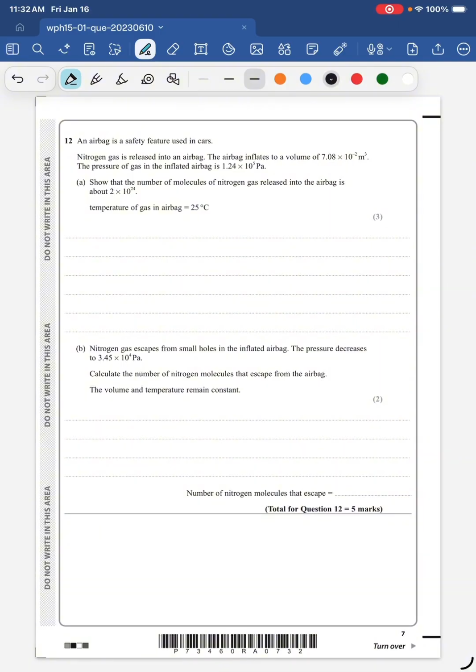Okay, so this is a simple application of the ideal gas law. So PV is NkT. And we are interested in the number of molecules. So N is P times V, pressure times volume, over kT. And we need to plug in all these numbers.